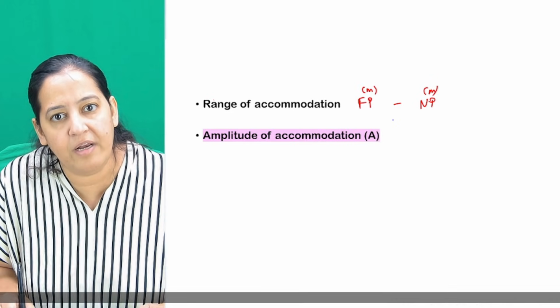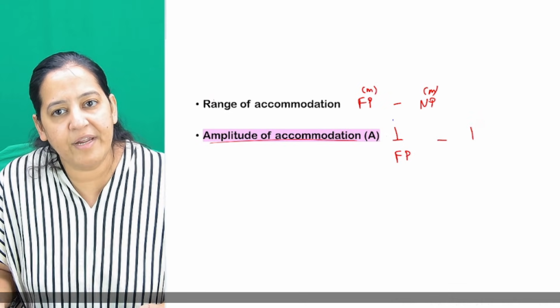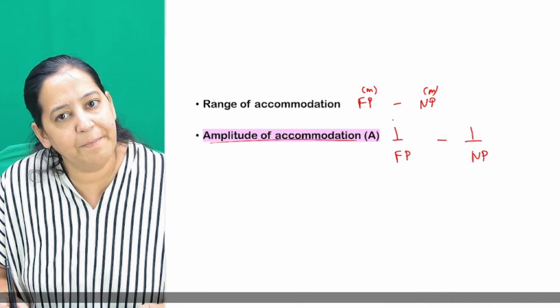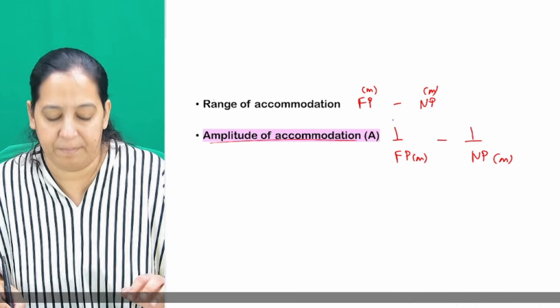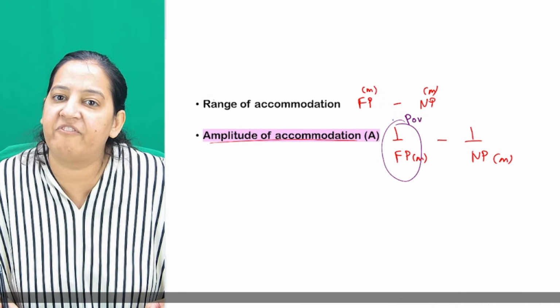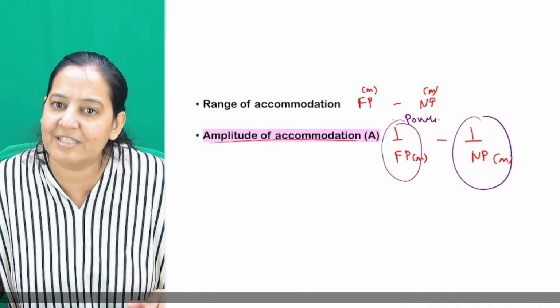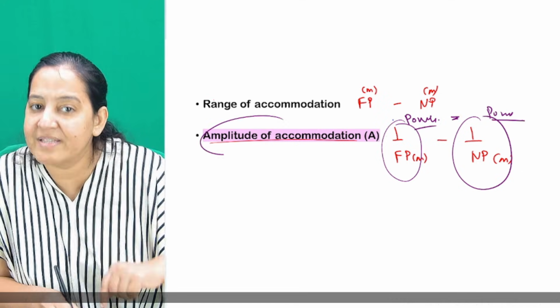Here you take the reciprocal. For calculating amplitude of accommodation, you take the reciprocal of far point and the reciprocal of near point, in meters. That will be the amplitude of accommodation, because the reciprocal of this is the power at which far point is visible, and this is the power at which near point is visible. So it is the difference in power. Difference in power is amplitude of accommodation.